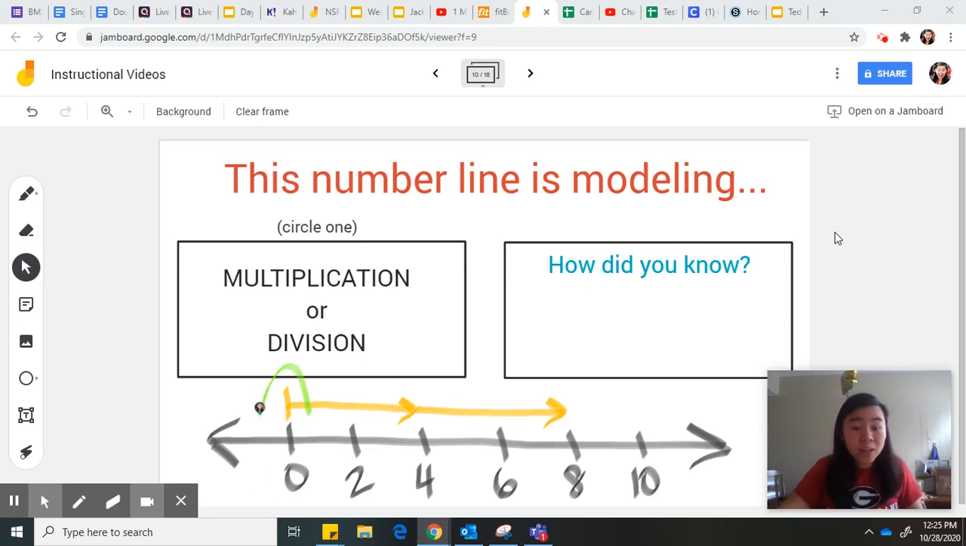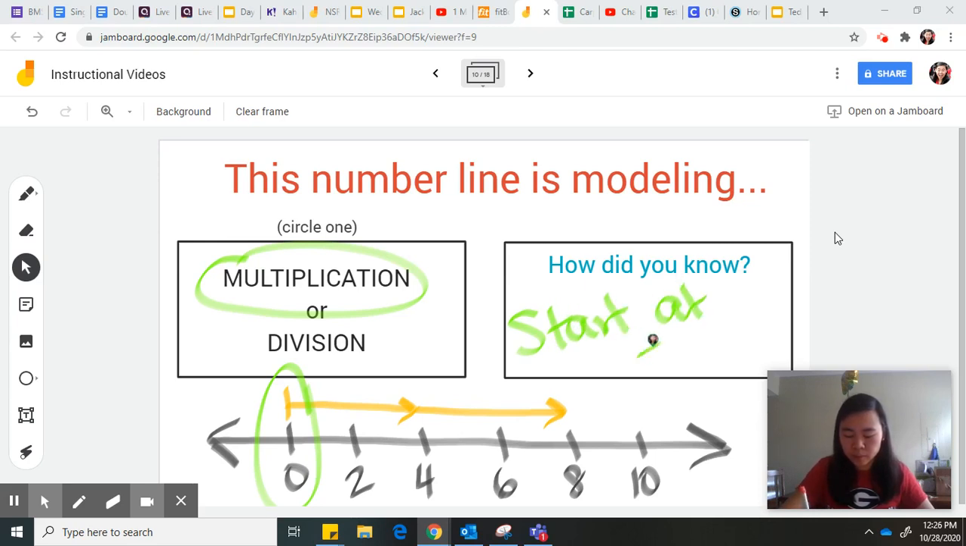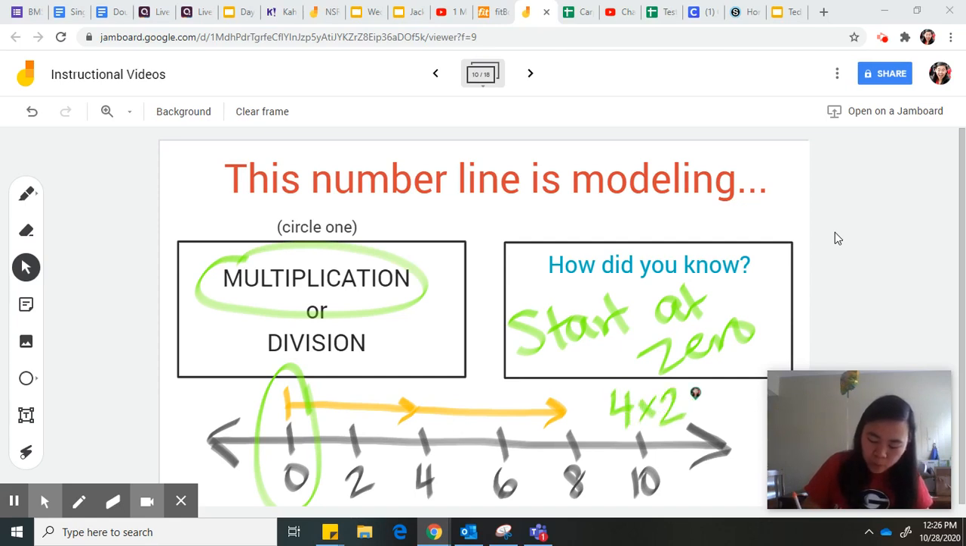It is all about where the number line is starting. For here, we are starting at 0. If it starts at 0, we are looking at multiplication. Okay? Simple as that. Now, if we want to figure out what the problem is for here, it is multiplication. The length of my arrow is 4. How many arrows do I have? 2. Where does it end? 8.